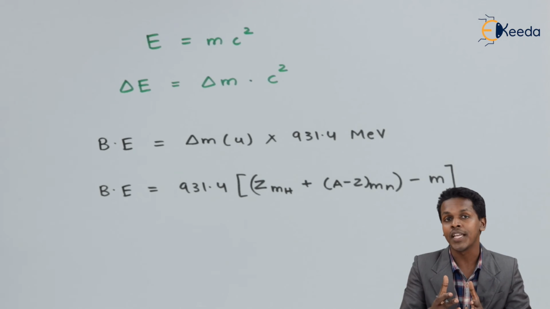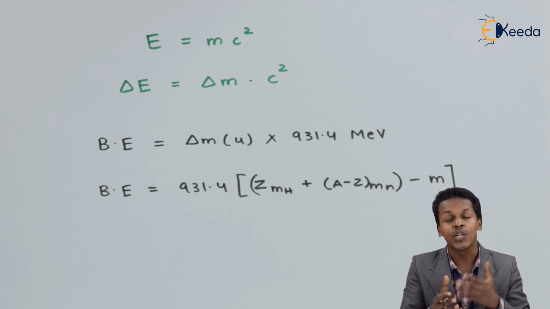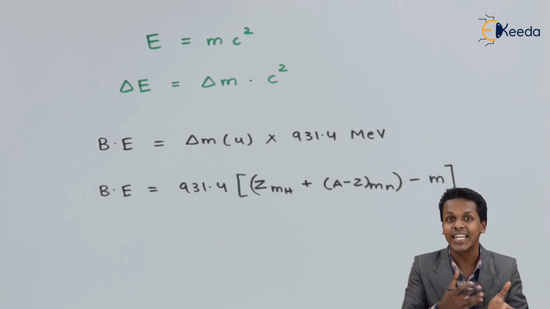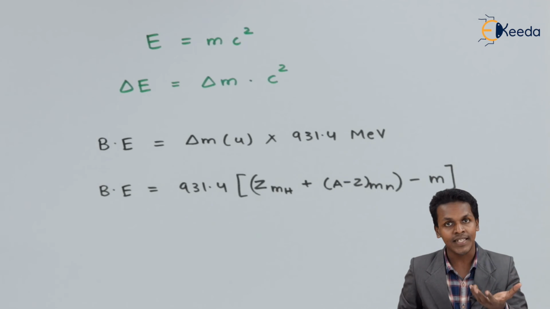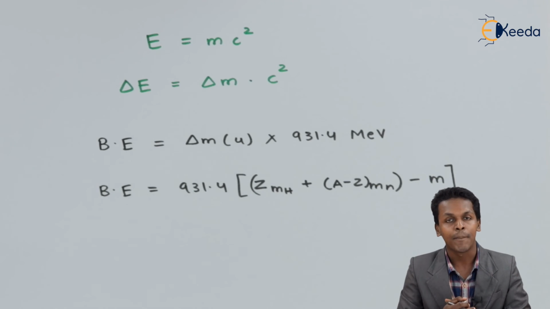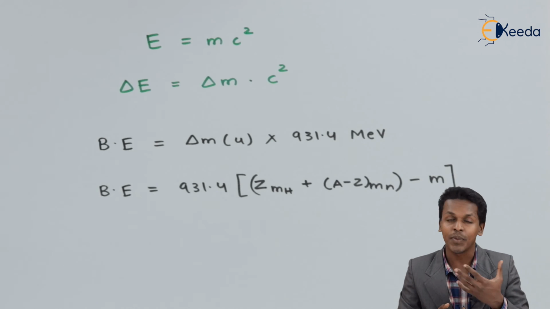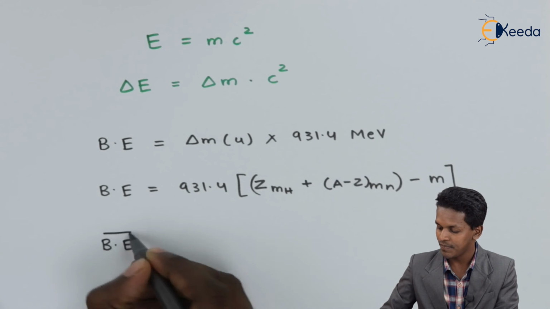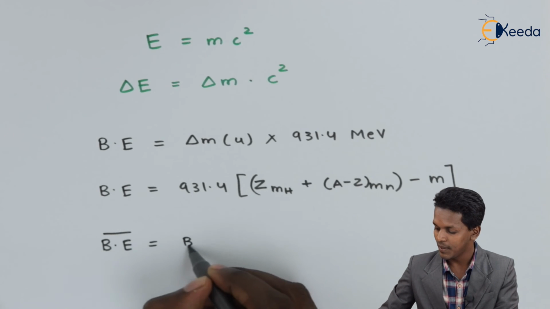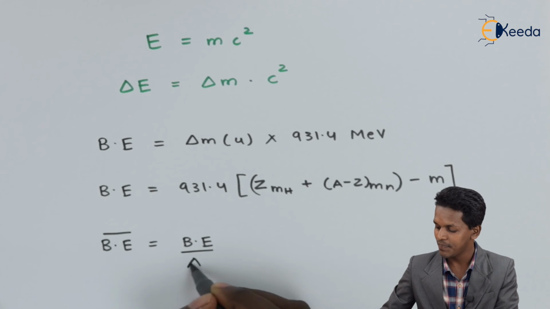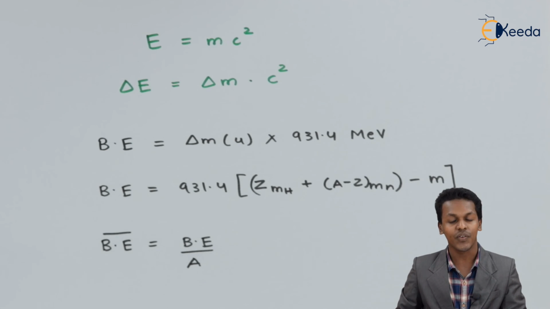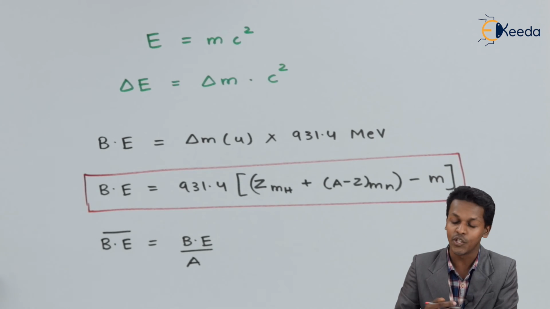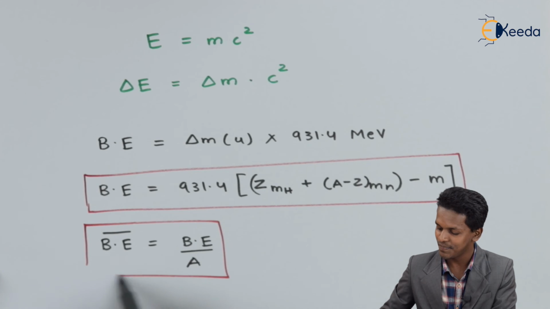Suppose we are talking about the energy required to hold one proton or one neutron. For that we have an equation that we can easily calculate. We understand that the total number of protons and neutrons is the atomic mass number, that is A. Therefore BE dash is equal to BE divided by A. So these are the two equations that we have. This will be very helpful in solving the numericals.